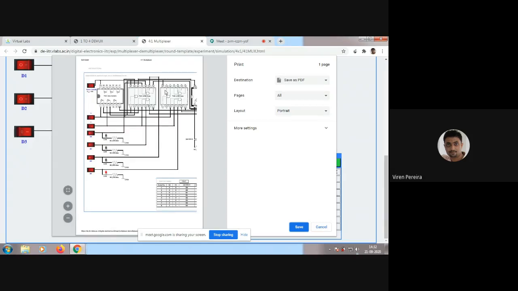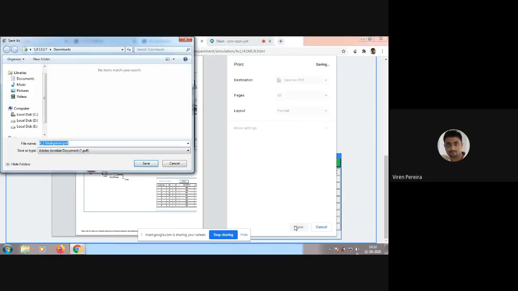You can see you have connected it, and these are all your truth tables. It's already there. Just click save, and that's it. So simple.